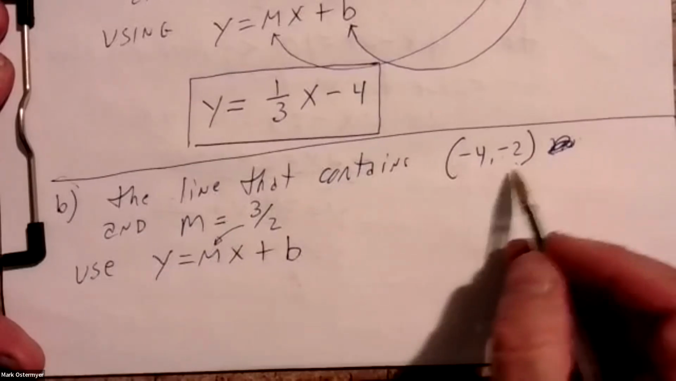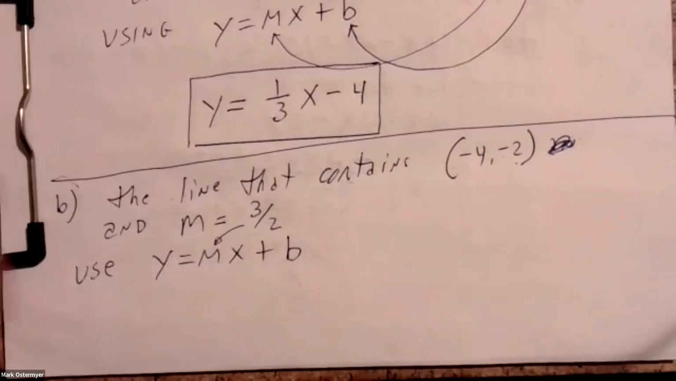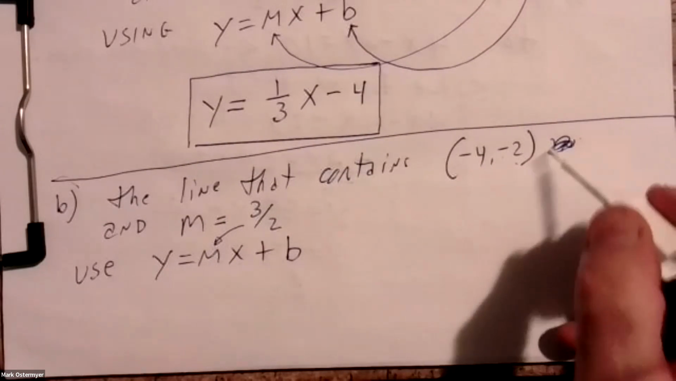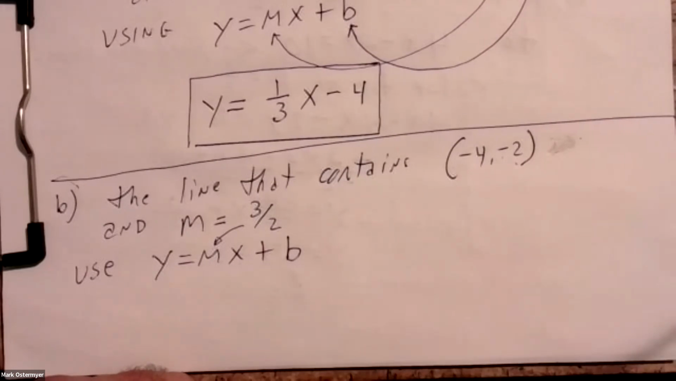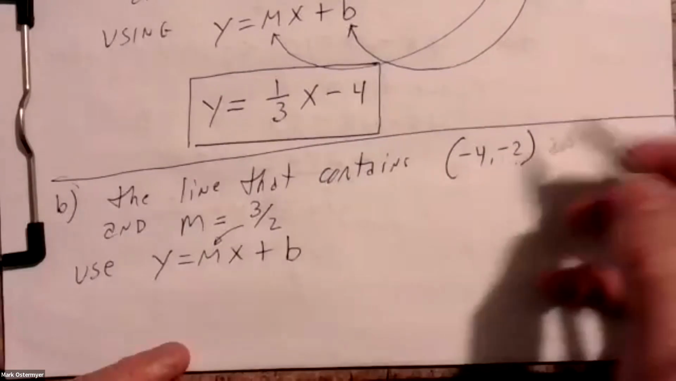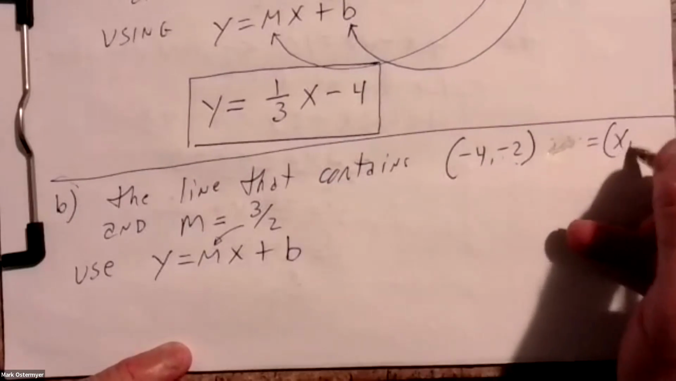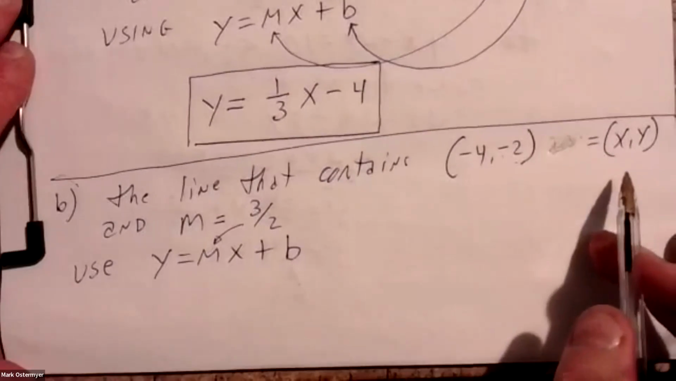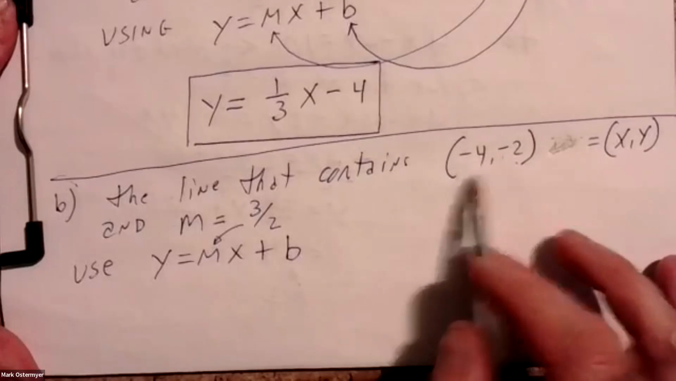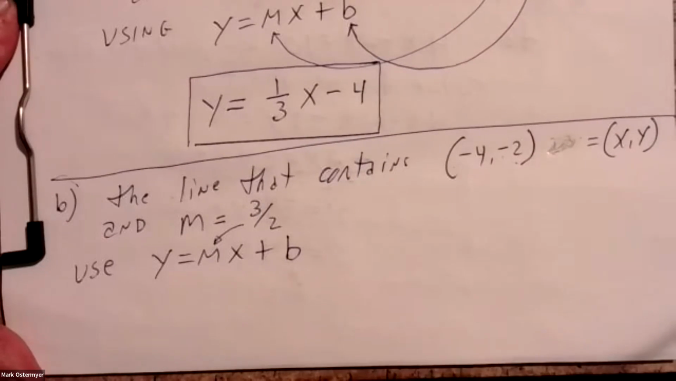But this is not a y-intercept. This is just some other point that lies on our line. So generically speaking, I'm just going to call this point some point (x, y). Well, if this point lies on my line, then it has got to satisfy the equation that I'm going to come up with. It has to be a solution to this equation I'm trying to write.